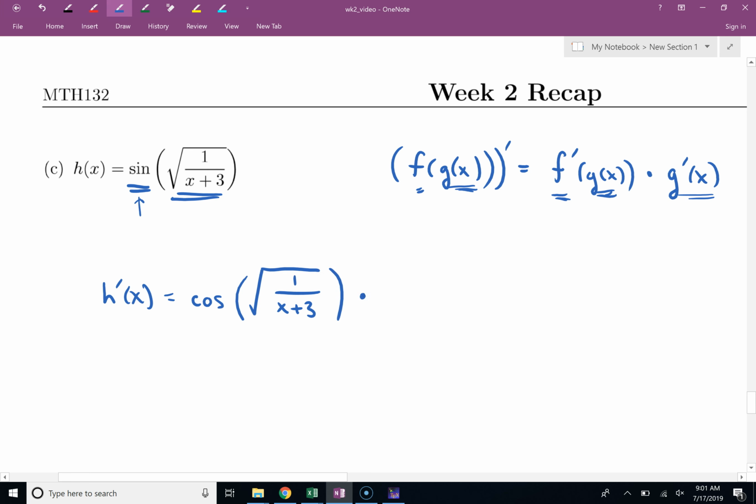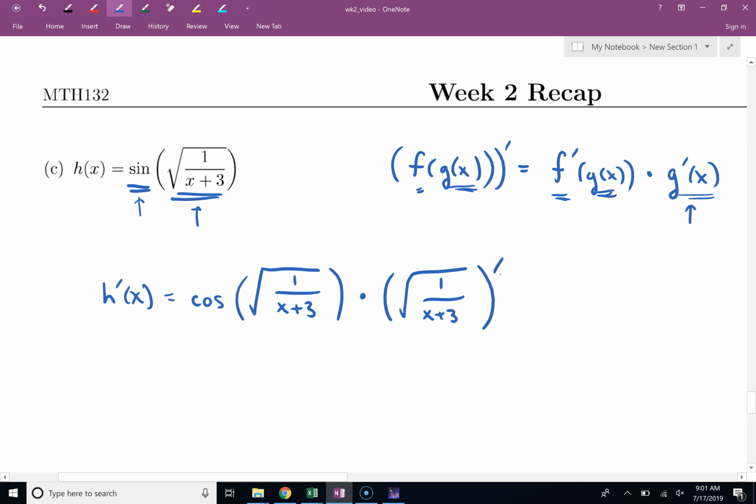Then we need to come in and multiply by the derivative of the inside. So this is multiplying by g prime. This inside function, we need to multiply by its derivative. So we're going to write the square root of 1 over x plus 3, and I'm just going to use this as a placeholder to say I need to take the derivative of this thing.